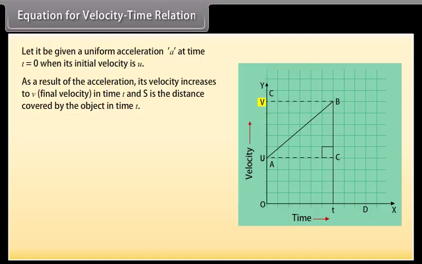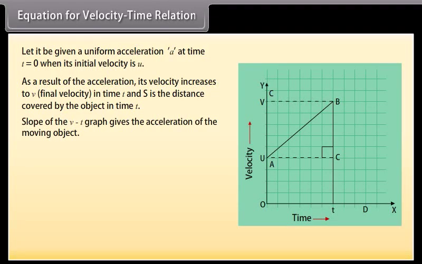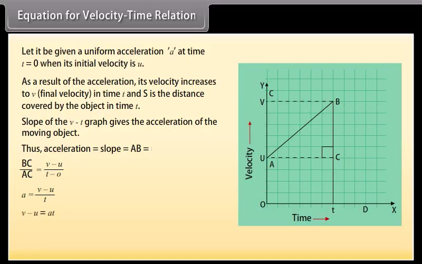The figure shows the velocity-time graph of the motion of the object. The slope of the v-t graph gives the acceleration of the moving object. Thus, acceleration is equal to slope, which equals AB, which equals BC upon AC, which is equal to (v minus u) upon (t minus 0), where a is equal to (v minus u) upon t. This gives v minus u equals at, so v equals u plus at, which is the first equation of motion.